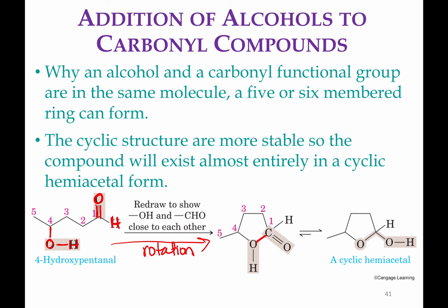Now we have our alcohol. The oxygen is going to add to the carbon. This bond is going to break. This bond is going to break. The hydrogen adds to the oxygen, and we get our hemiacetal. But now it's in a cyclic form.